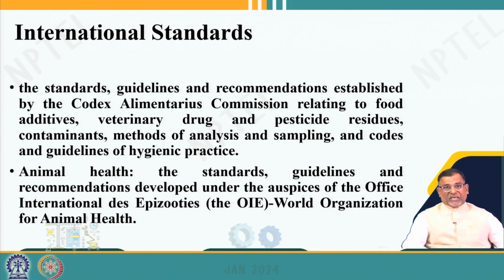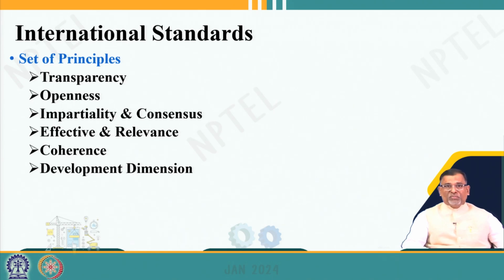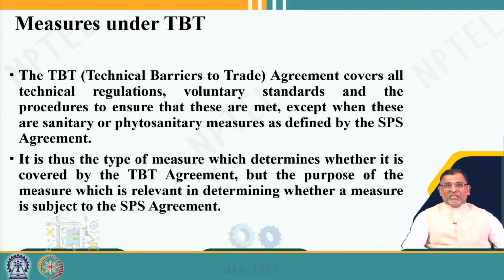When we look into international standards, we have already discussed the 3 sisters: the Codex Alimentarius Commission, OIE and also the International Plant Protection Convention. These are the 3 agencies which form the international standards. Under the TBT agreement there are 2 types of standards: one is mandatory or compulsory standards and the other is voluntary standards.